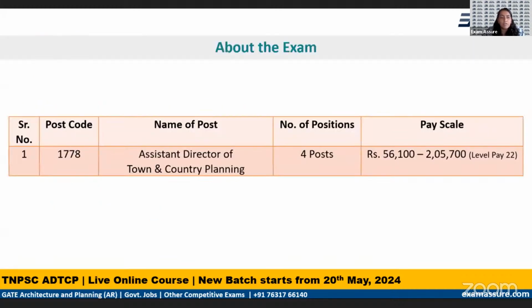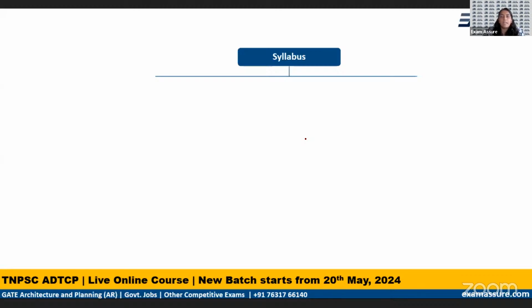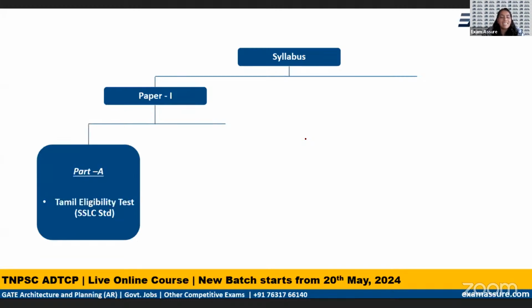If you see, there are 4 vacancies in all for this post of Assistant Director of Town and Country Planning, where the pay scale would be of level pay 22. As far as the pattern of the examination, the syllabus, and the nature of the papers are concerned, the syllabus is divided into two. One is your paper 1, which consists of part A and part B.